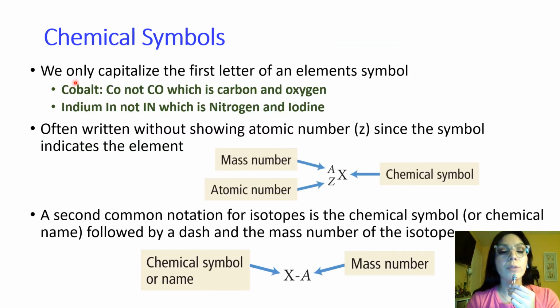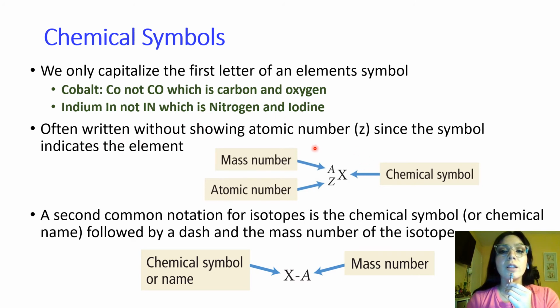So whenever we write chemical symbols, we only capitalize the first letter of an element symbol if it has more than one letter. So for example, cobalt, it's capital C, little o, not big C, big O, which is carbon and oxygen. That's something completely different. Indium is shown as capital I, and then lowercase n. It's not capital I, capital N, which is iodine and nitrogen.